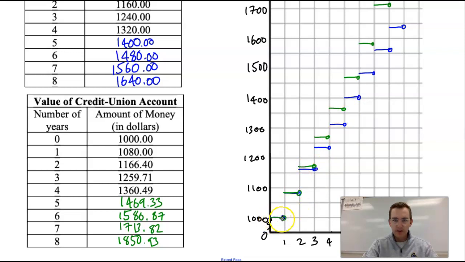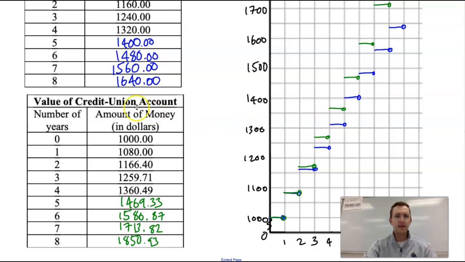We start with $1,000. We stay at $1,000 until we get to the end of year 0. Then we get to year 1, and we add $80, so we jump up to $1,080. Then again, we stay level. We don't add our interest until we get to the end of year 1. When we get to year 2, we have an open dot, which we don't include right here. We jump up to our next level, $1,160. Then we do the same thing over and over again, where we don't actually increase until we get to the start of the next year.